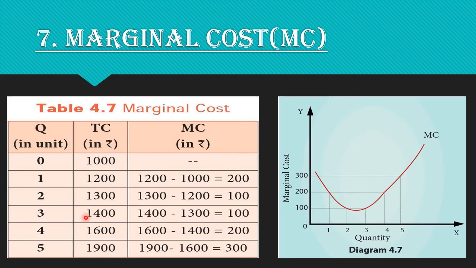In the same way, to produce the second unit of output, you have incurred the total cost 1300. It also contains the cost of the first output. So to calculate the marginal cost, the additional cost incurred to produce one more unit of the output, you can simply subtract 1300 minus 1200. So it is also U-shaped.